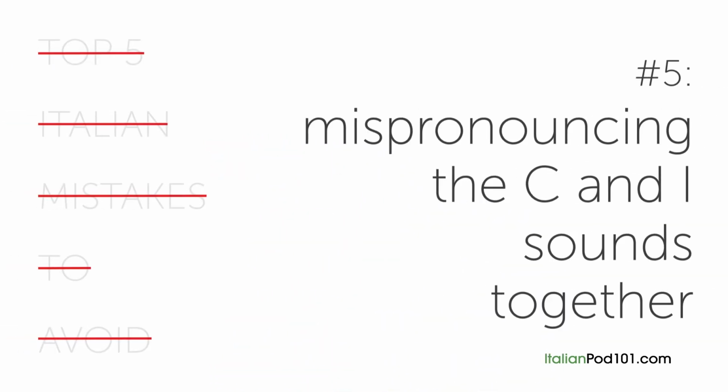Number 5. Mispronouncing the C and I sounds together. This sound is identical to the ch in church. The only difference, though, is that it's stressed even more in Italian than it is in English. Listen to the example. Cucina, Lucia. Notice how the ch sound is more stressed in Italian than it is in English? Be mindful about pronouncing the ch sound when speaking in Italian.